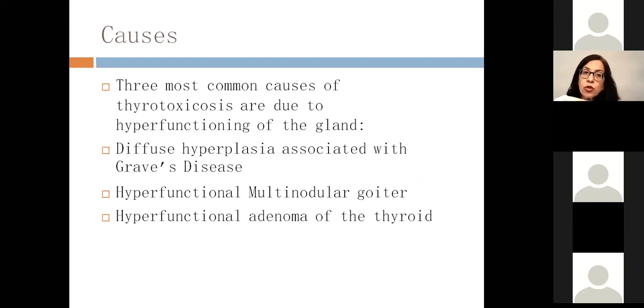The three most common causes of thyrotoxicosis are due to hyperfunctioning of the gland. There can be diffuse hyperplasia associated with Graves' disease. 85% of most of the hyperthyroidism or thyrotoxicosis is due to Graves' disease. There is diffuse hyperplasia, or it can be due to a hyperfunctioning multinodular goiter, or it could be due to a hyperfunctional adenoma of the thyroid.